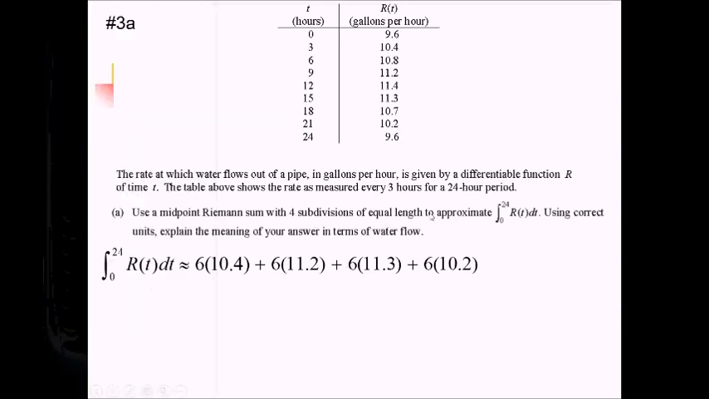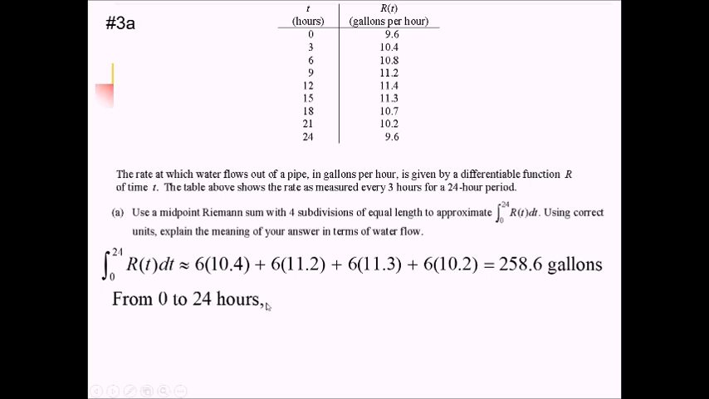And since I took the integral of rate of flow, gallons per hour, basically multiplied by hours, that's what the units on dt is, so that just ends up canceling out the time units and giving me gallons. So I have 258.6 gallons. What this means is that from 0 to 24 hours, and we have to mention the time interval here, 258.6 gallons flow out of this water pipe.